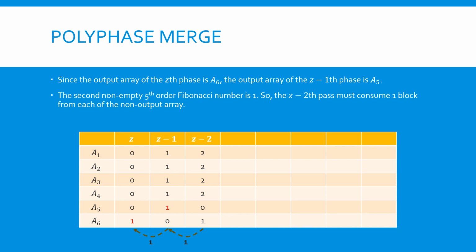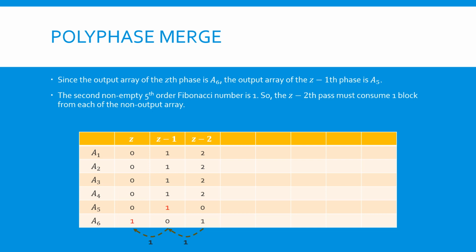Then, let's, based on the data block distribution after the z-1th merge phase, infer the scenario before the z-1th merge phase. Since A6 served as the output for the zth merge phase, A5 should serve as the output for the z-1th merge phase.